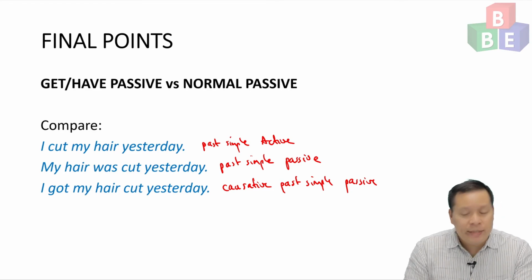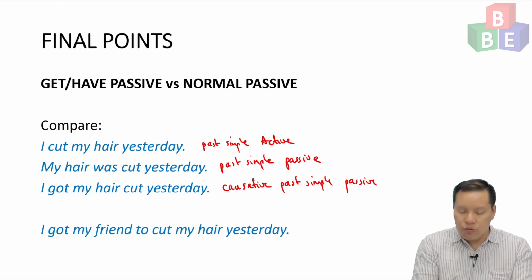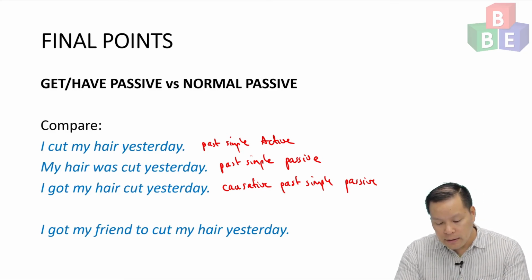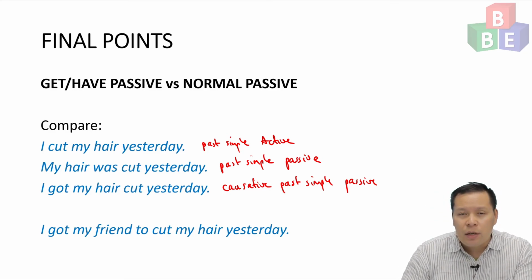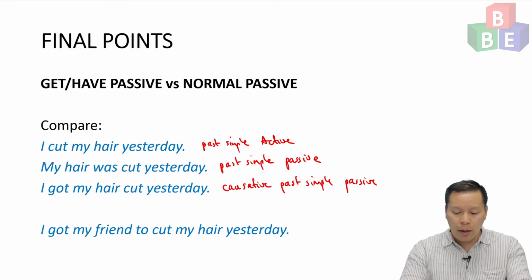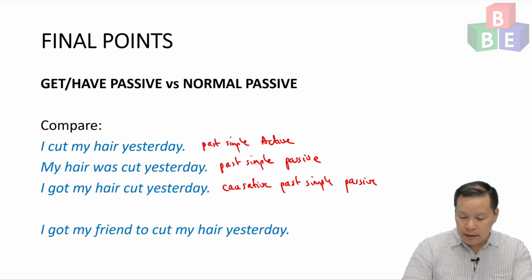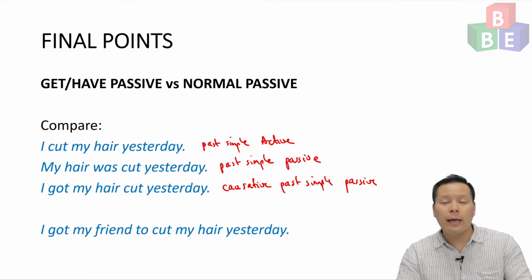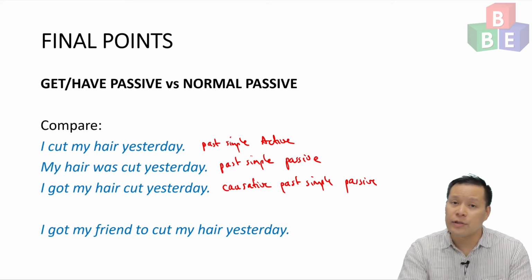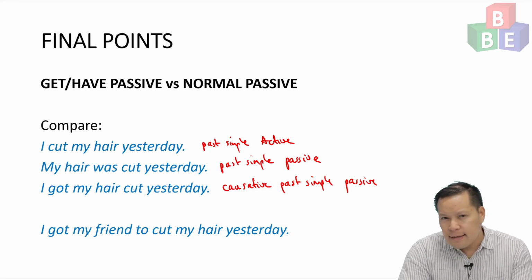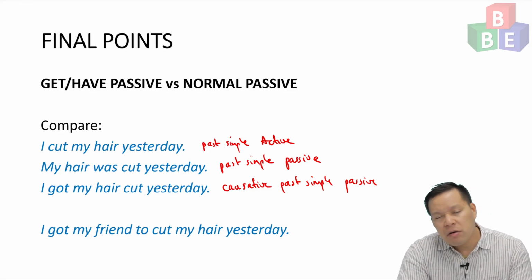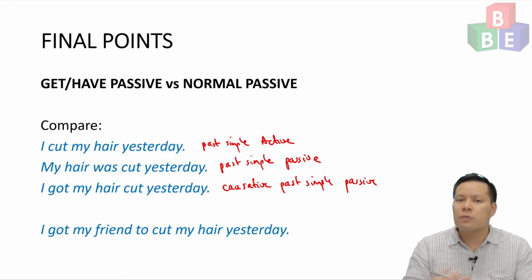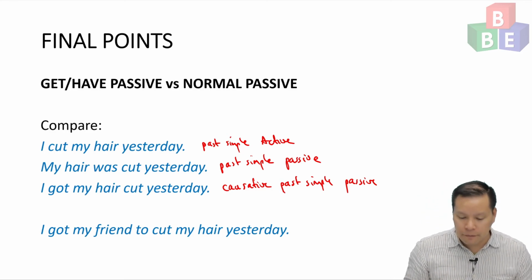Now I've put one more sentence in there just to use the structure that I introduced in the previous slide. I got my friend to cut my hair yesterday. So we can use the get someone to do something structure to say that I persuaded or I asked someone to do something for me. Am I necessarily paying for this service? No, not really. Am I booking it? No, not really. But I just want to say that I'm not doing it myself.